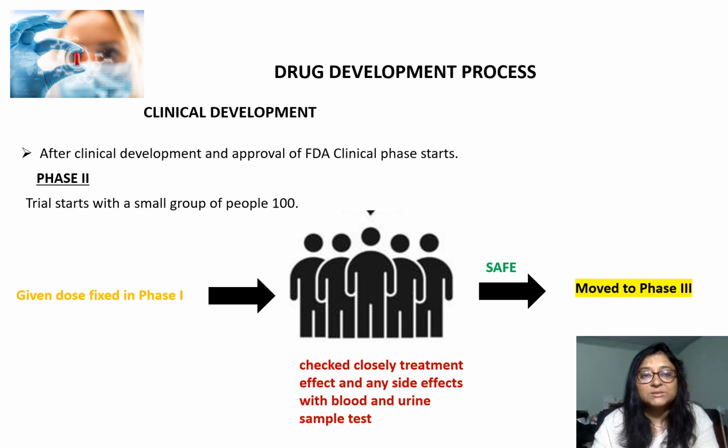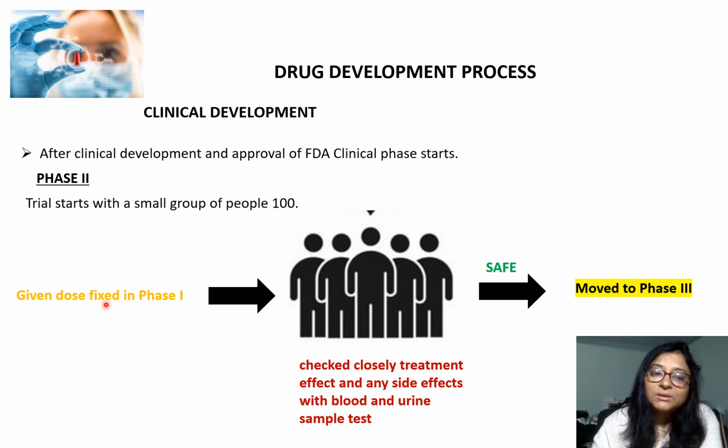So now the next phase is phase 2. Phase 2 starts with a larger group of people than phase 1. It starts with a group of 100 people. You can say that it is a large group, but obviously it is a larger group than phase 1. So after approval of clinical phase 1, the drug goes to the clinical phase 2 trial.